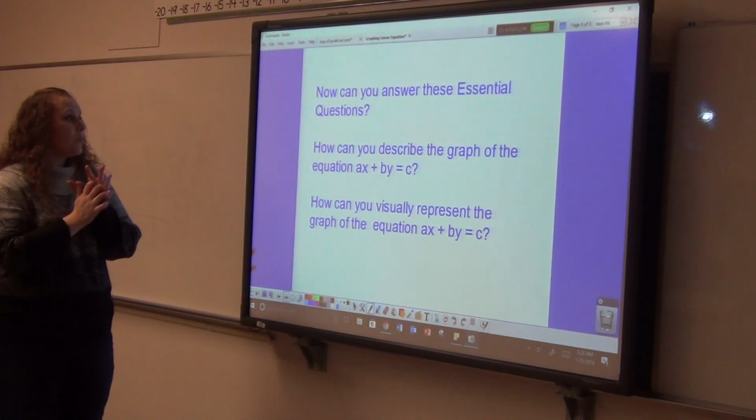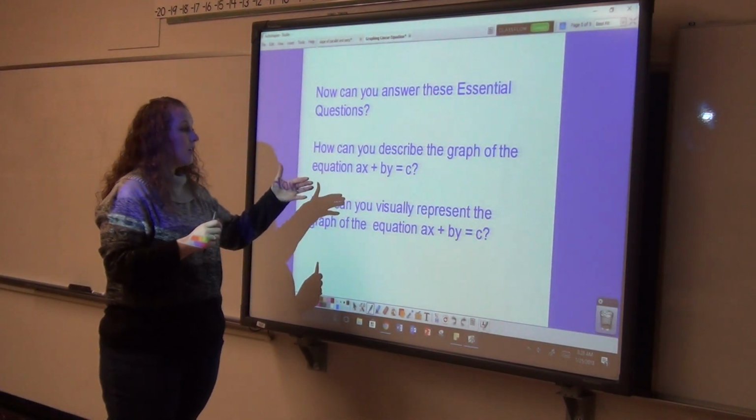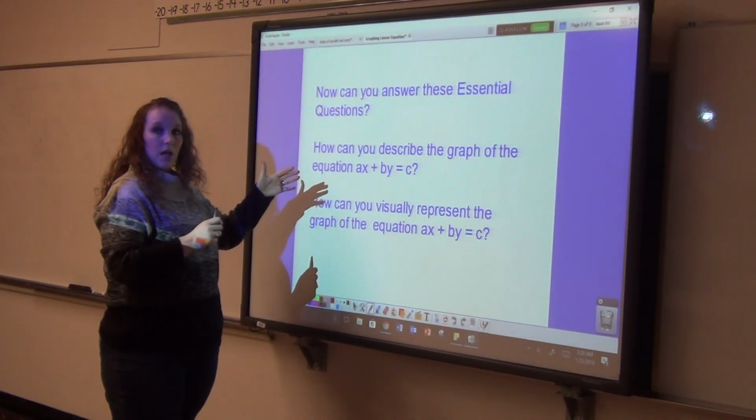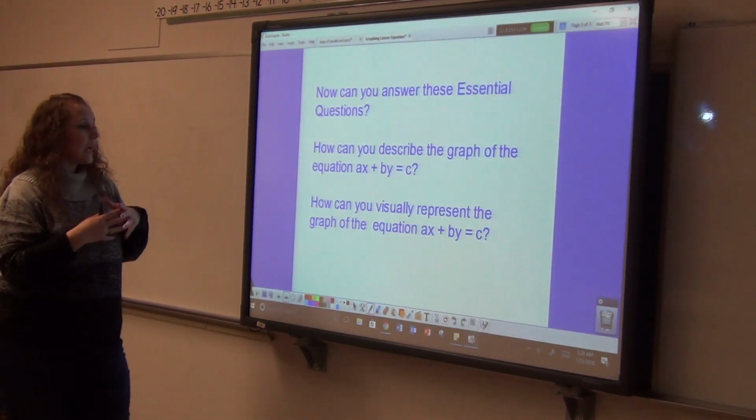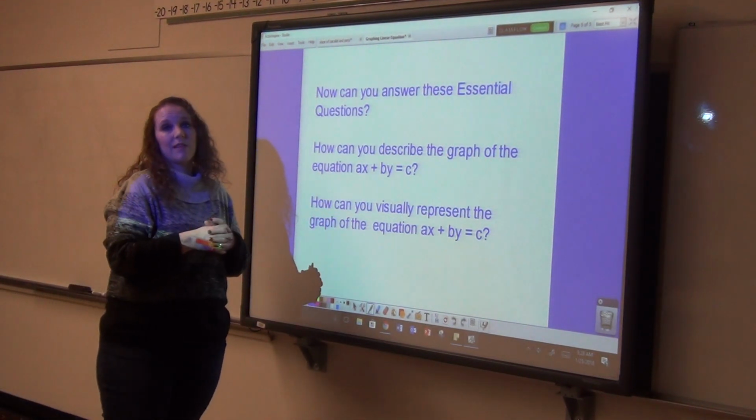So I think we've answered these questions. We've been able to describe the graph of those lines. Those lines are going to be straight lines, and we've been able to visually represent them by graphing.